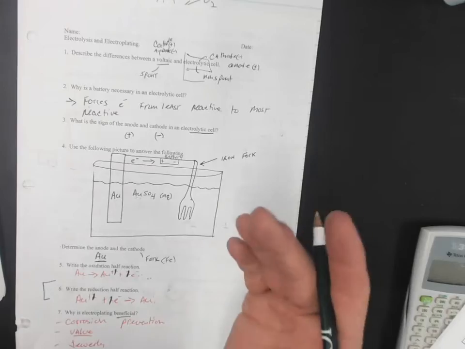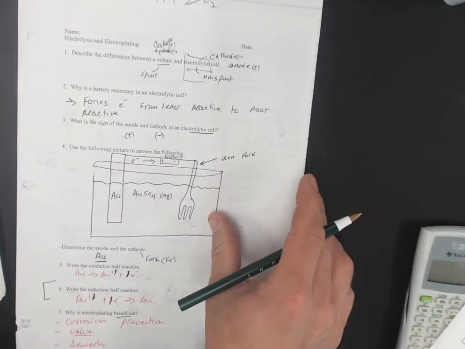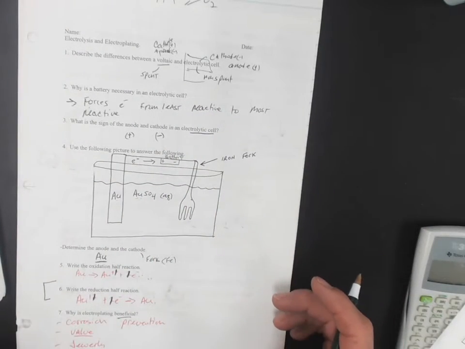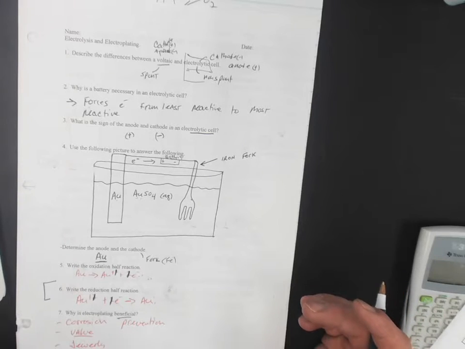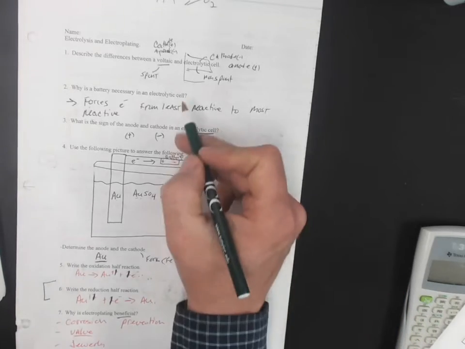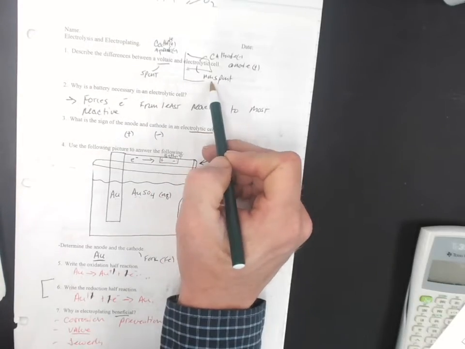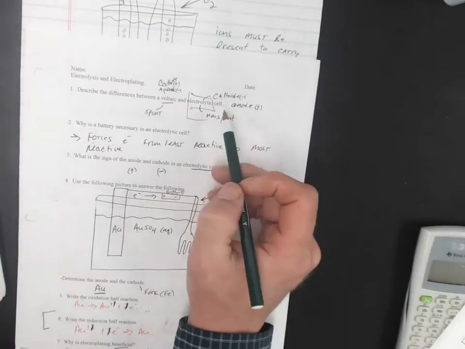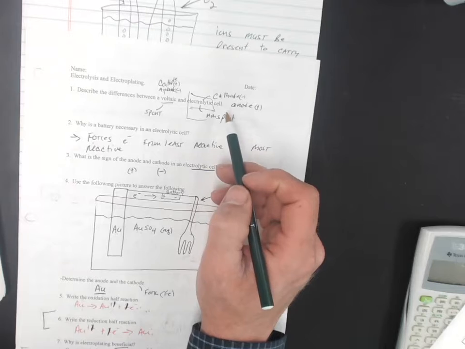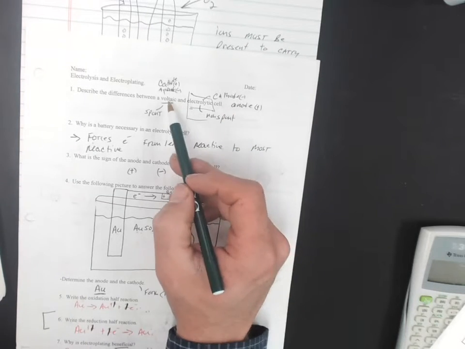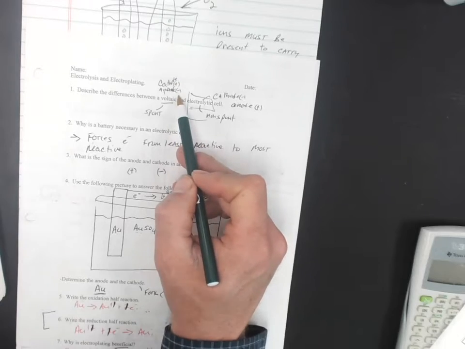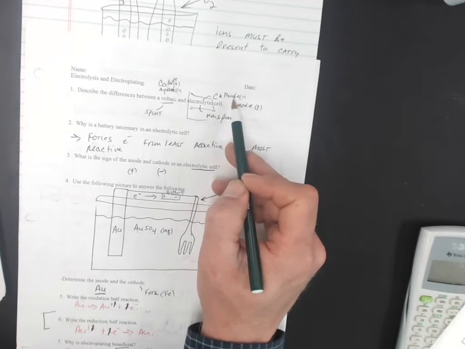Okay, number 1, describe the difference between a voltaic and electrolytic cell. Main differences. First of all, which one is spontaneous? Voltaic. Electrolytic is non-spontaneous. The other big difference is what value you assign to the cathode and anode. The cathode for a voltaic cell is positive. The anode is negative. Switch them for the electrolytic cell.